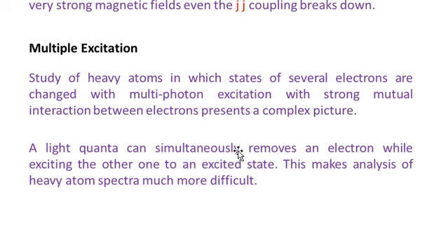A light quantum can simultaneously remove an electron while exciting another one to be in the excited state. That's why it will be different. Sometimes the excitation and de-excitation occur simultaneously, and the spectra become slightly complex. This makes analysis of the heavy atom spectra much more difficult.